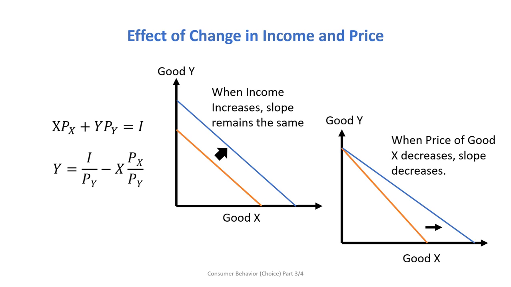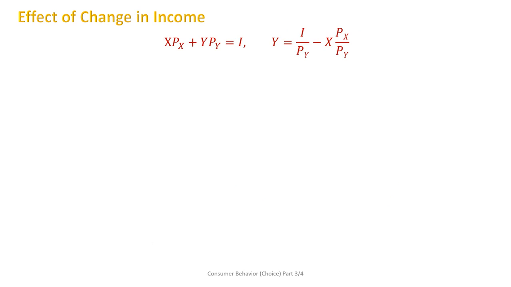Now let's first talk about the income effect. That is, what happens when the income of the consumer changes whereas the prices of both commodities remain the same. Students, we know that the goods can be categorized as normal goods or inferior goods. Normal goods are those for which the demand increases with an increase in income.